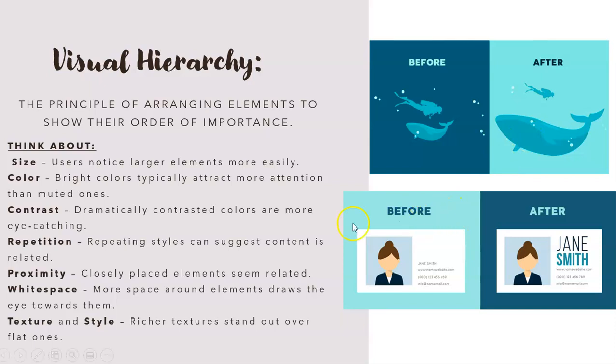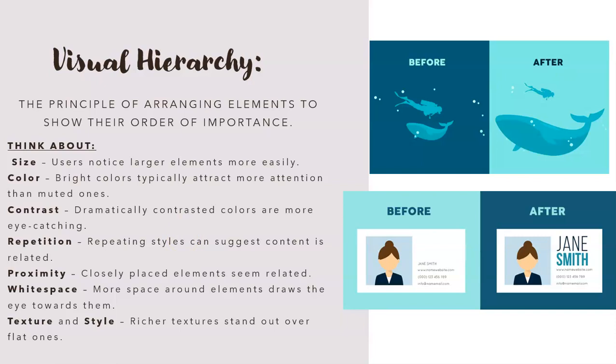see. So you would think about size, so using larger elements, those are more easily seen. Color, brighter colors typically attract more attention than muted ones. So if you have these brighter tones, like with Jane Smith, Smith and Jane stand out a little bit more. Contrast is huge, so having dramatically contrasted colors, they're more eye-catching to see.